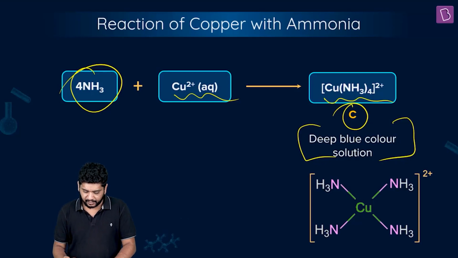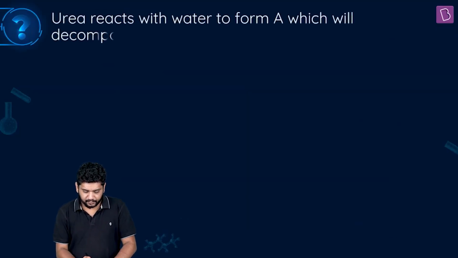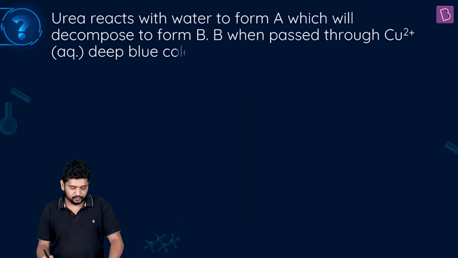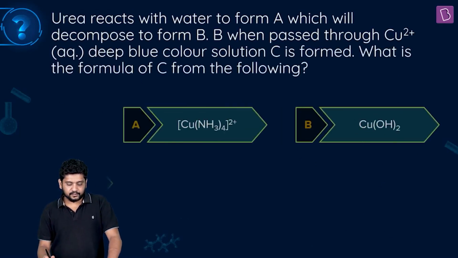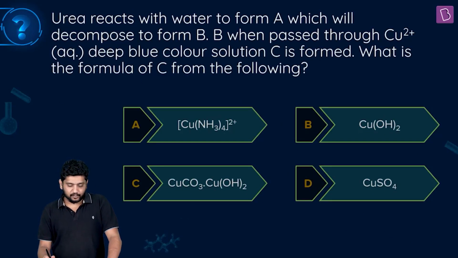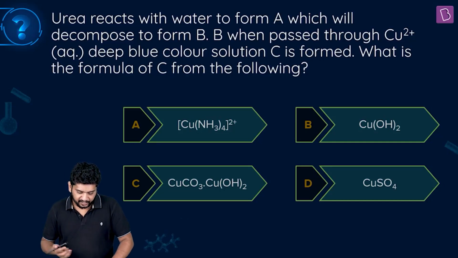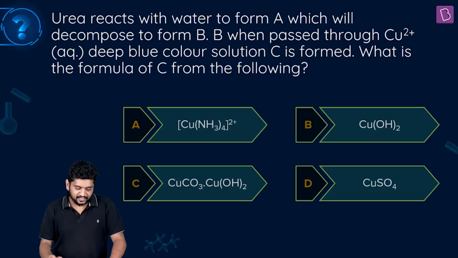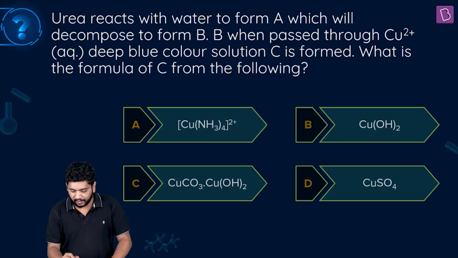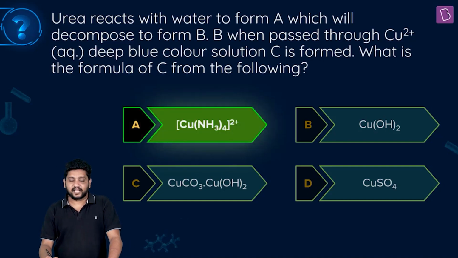So the question was, what is C? Looking at the options, we can see that A is the correct answer. The tetraamminecopper(II) complex ion is our answer. So the final answer is option A.